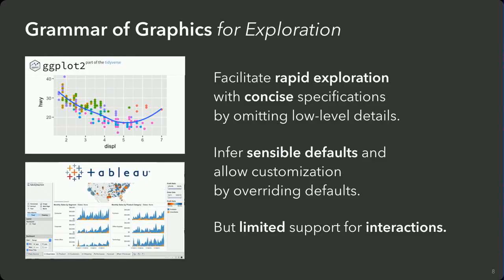In contrast, to support rapid exploration, both in terms of exploring data and exploring different visualization designs, tools such as ggplot2 and Tableau allow more concise specification by omitting low-level details such as scales and guides. These tools then infer sensible defaults for these omitted properties and allow customization by letting users override default values. These tools with concise specification are flexible for rapid exploratory analysis. However, they can be limited for specifying interactions.